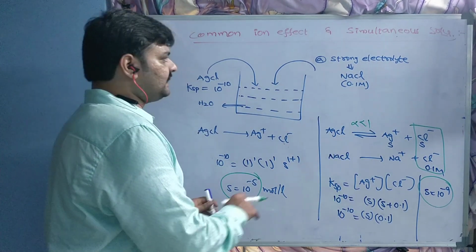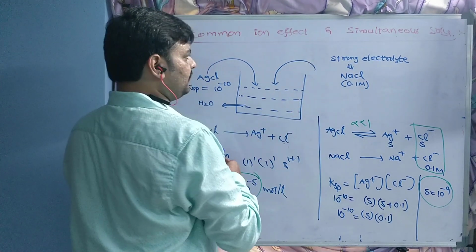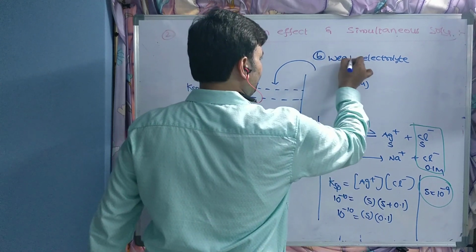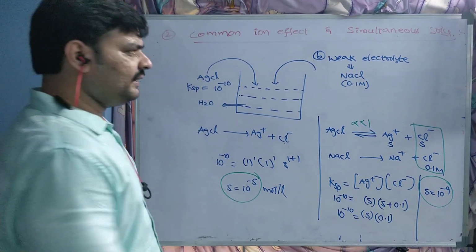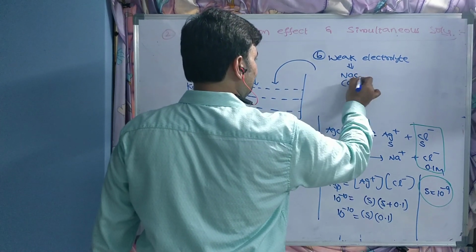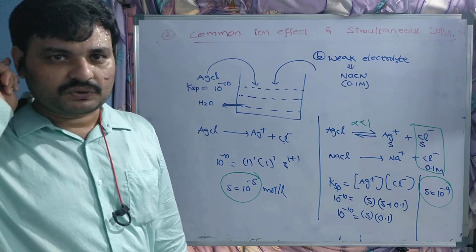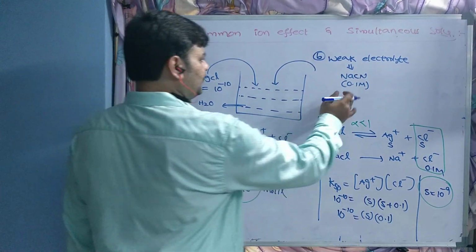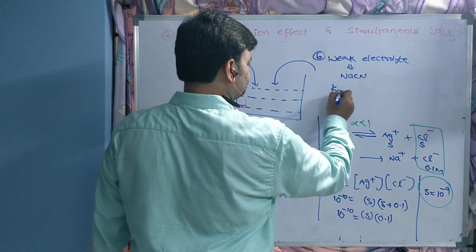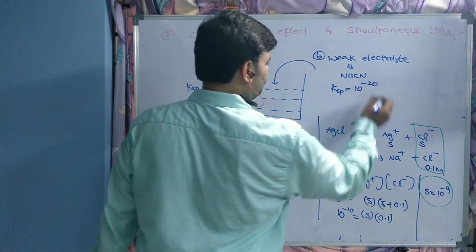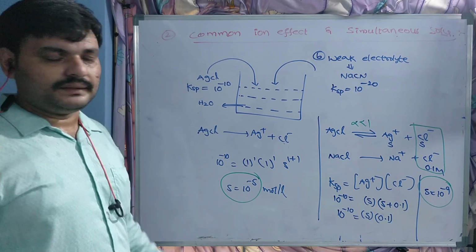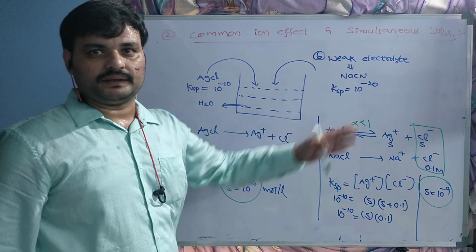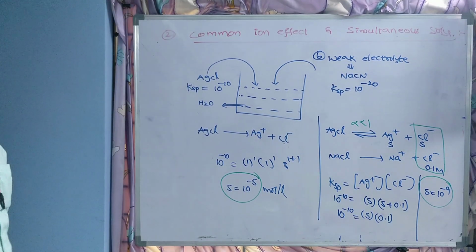Now consider case B, which is also a very important point. Suppose it is a weak electrolyte. NaCl is a strong electrolyte, but here we add a weak electrolyte whose solubility product is, suppose, 10 power minus 20. Then, what is the solubility of the first electrolyte and what is the solubility of the second electrolyte?